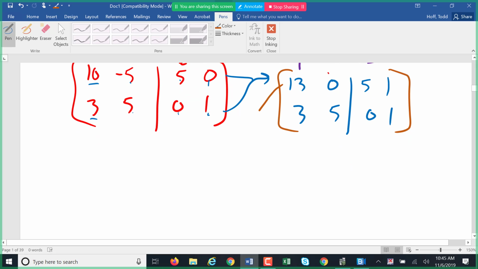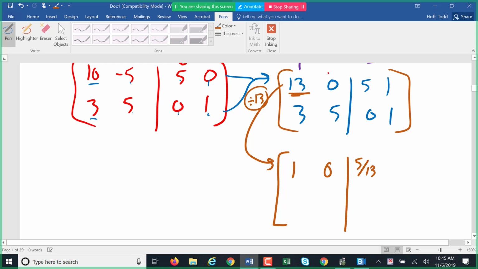I am going to divide that top row by 13 because I wanted that element to be a 1 there. So I divide by 13. That becomes a 1. 0 divided by 13 is 0. 5 divided by 13 is 5/13. 1 divided by 13 is 1/13. Not going to do anything with that second row yet.